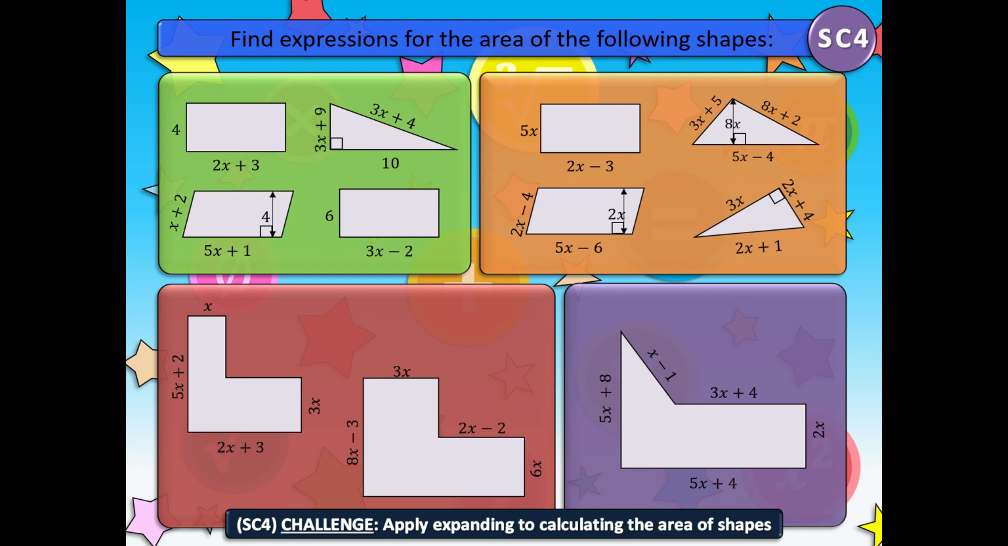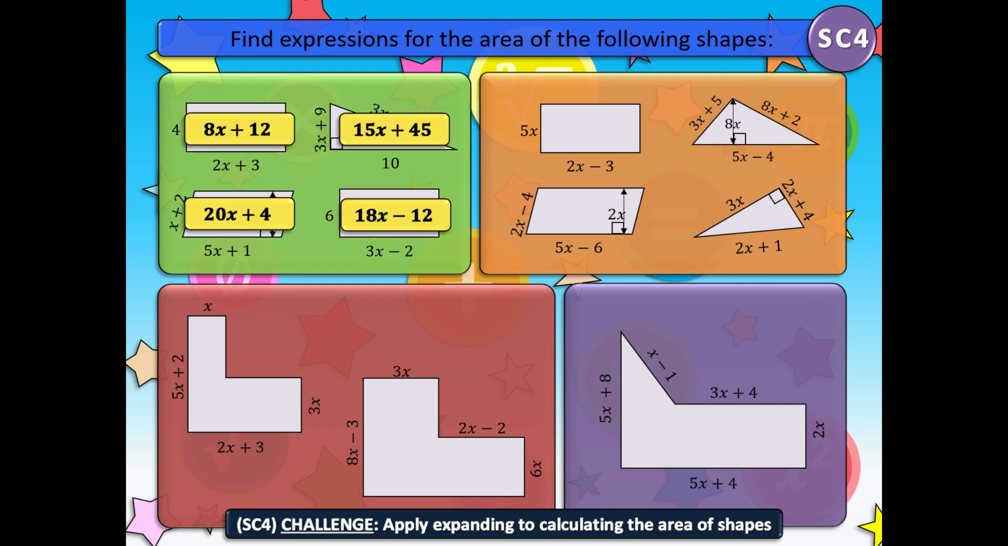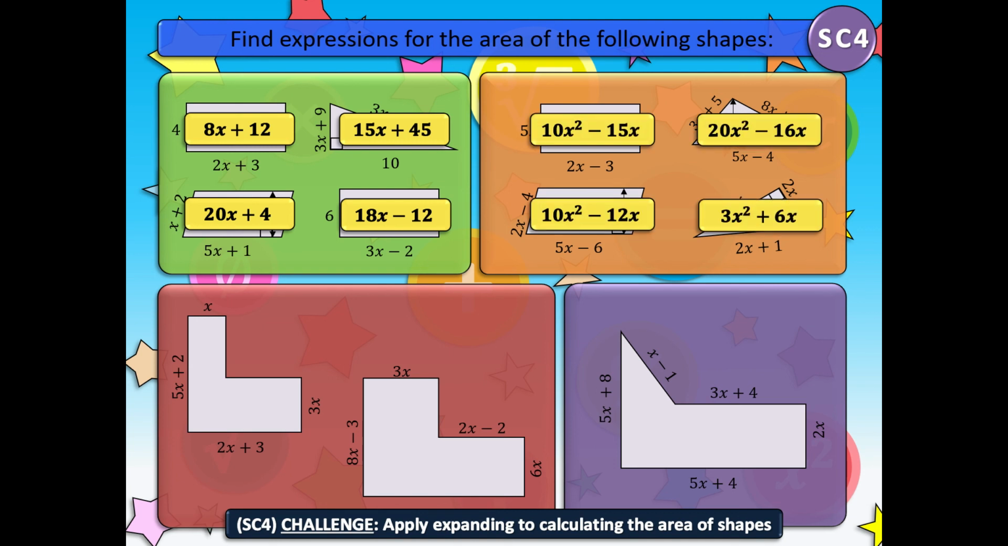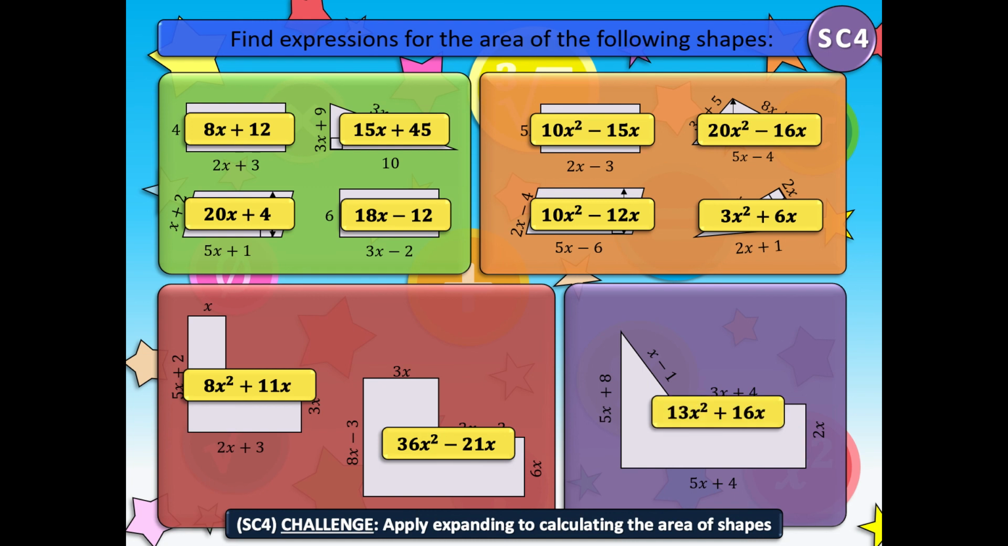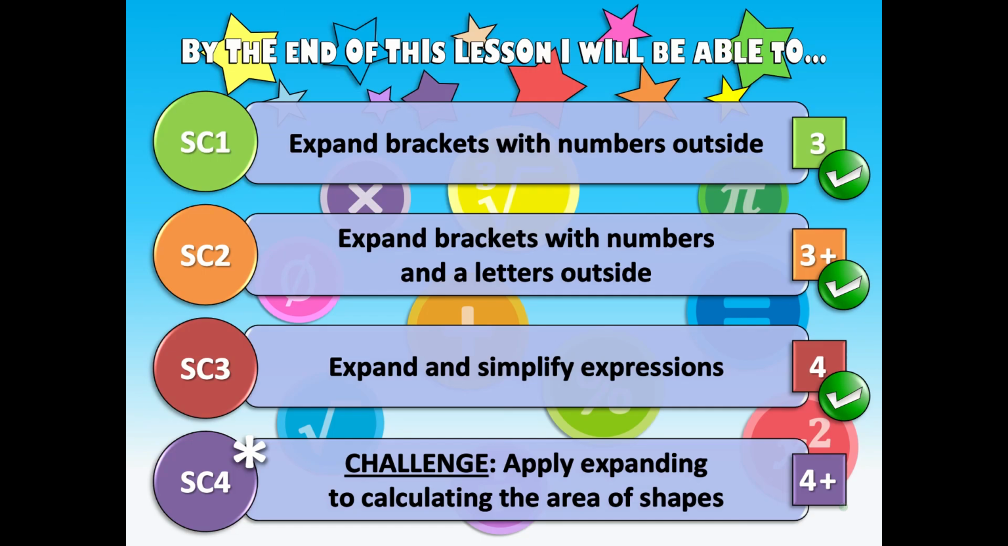Here are your answers. So there's your green answers, there's your amber answers, there's your red answers, and there's your purple answer. And now we've completed success criteria 4.